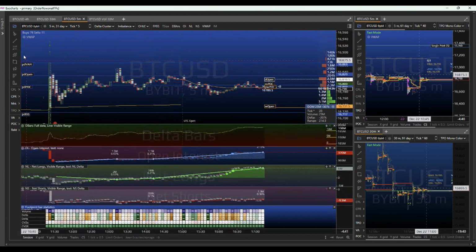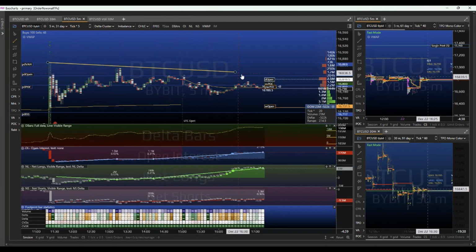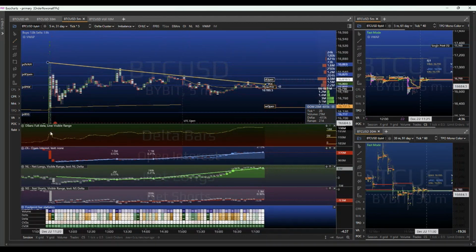And look, what do you see there? Look at that. There's the high. There's current price action. There's CVD. This is the high. Here's current price action. That is a massive bearish divergence.